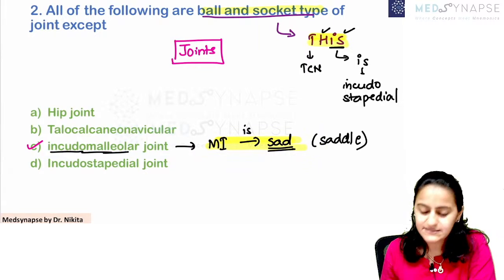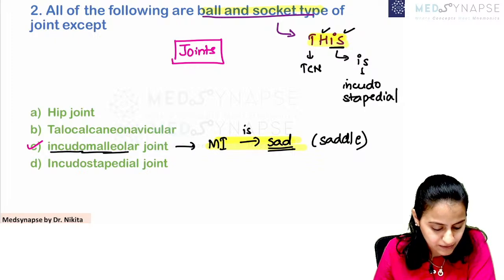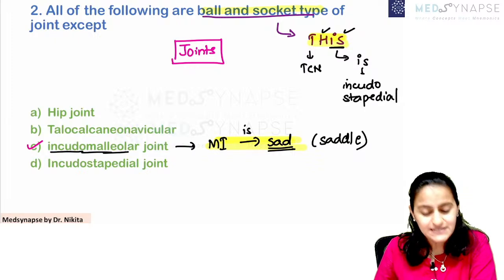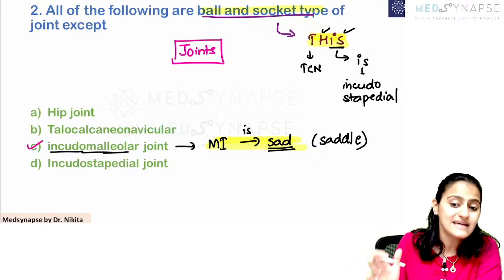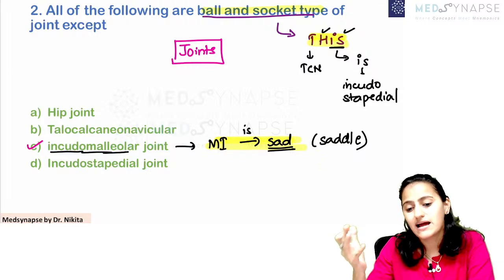That means it is a saddle type of joint. Okay, it is a saddle joint. Is this clear with everyone? So remember MI is sad. So MI is saddle and this is ball and socket.